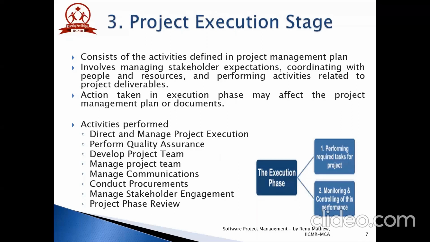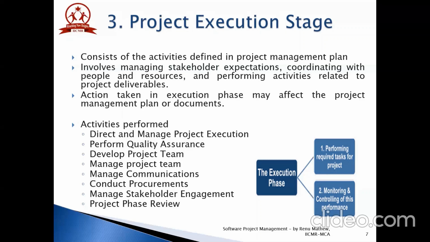The third phase of the project management lifecycle is the project execution stage. The project execution phase consists of those activities that are defined in the project management plan. This process involves managing stakeholder expectations, coordinating with people and resources, as well as performing other activities related to project deliverables. During the execution phase, it may be required to re-baseline and update existing project requirements. Action taken in execution phase may affect the project management plan or documents.